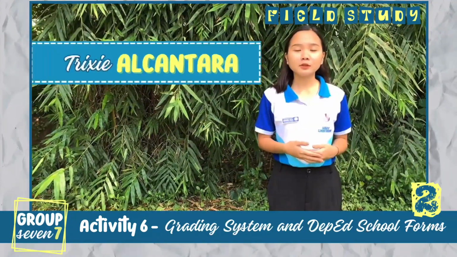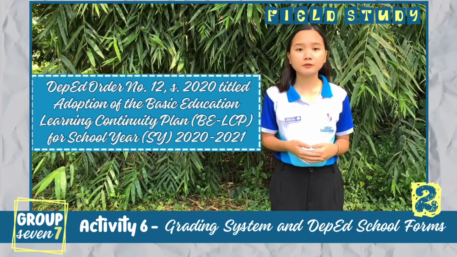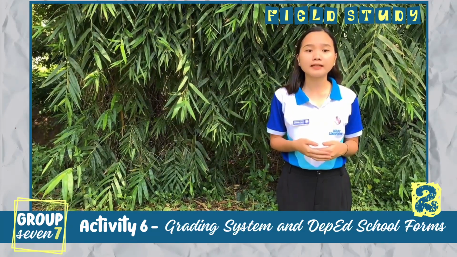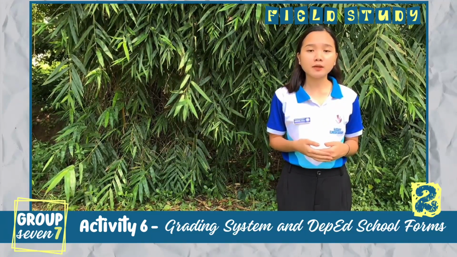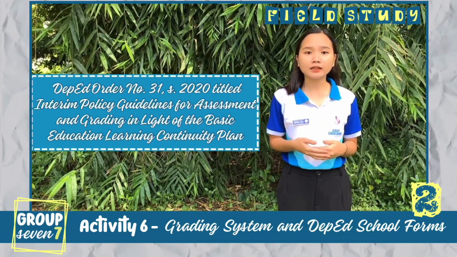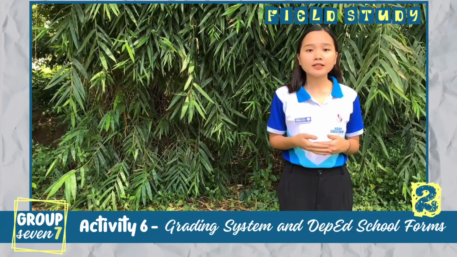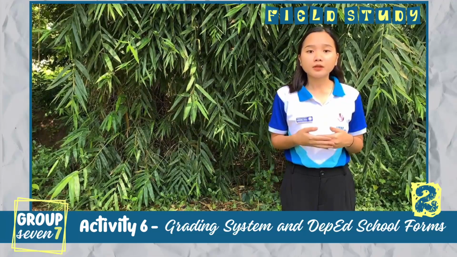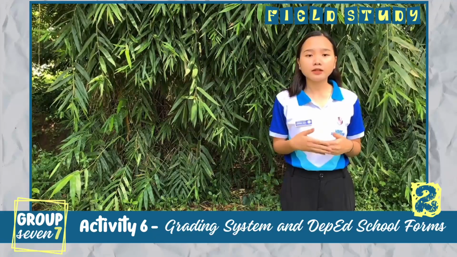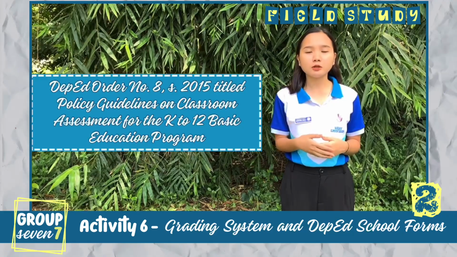To supplement DepEd Order Number 12, Series of 2020, titled Adoption of the Basic Education Learning Continuity Plan or BE-LCP for school year 2020-2021 in light of the COVID-19 pandemic, DepEd Order Number 31, Series of 2020, titled Interim Guidelines for Assessment and Grading in light of the Basic Education Learning Continuity Plan, discusses guidance on the assessment of student learning and on the grading scheme to be adopted this school year, which is still basically anchored on DepEd Order Number 8, Series of 2015, titled Policy Guidelines on Classroom Assessment for the K-12 Basic Education Program.